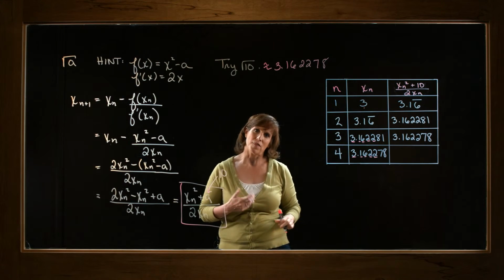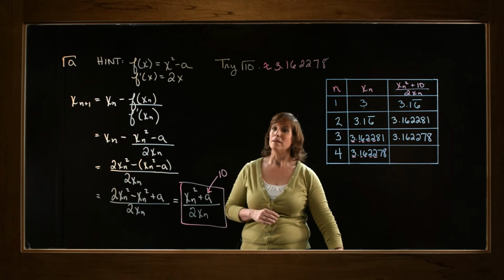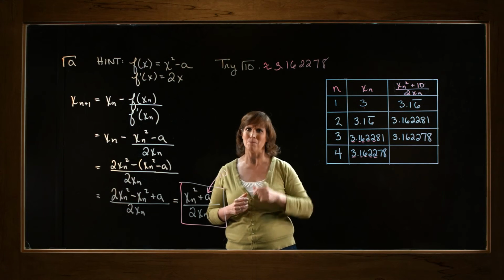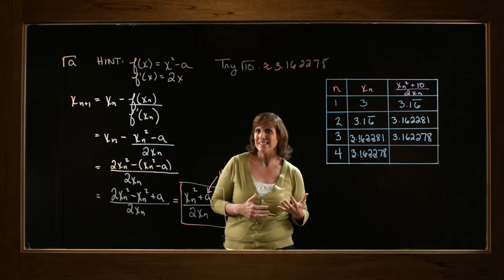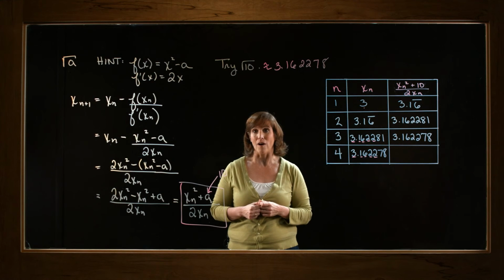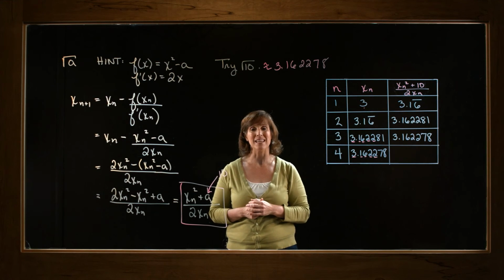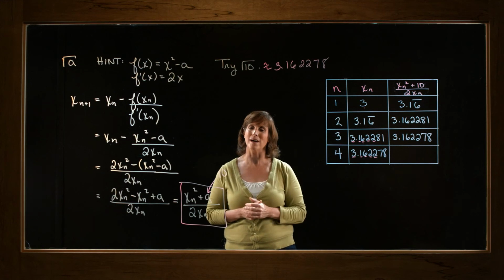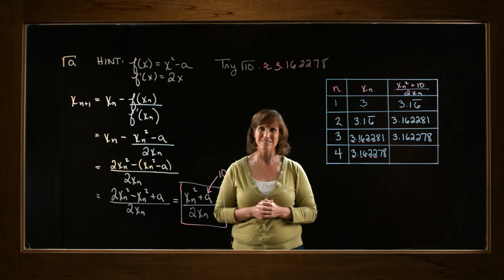3.162278. Now, if you think about this, this makes sense because 10 is larger than 9. So I know my answer should be bigger than 3. But the next easiest square root to take would be the square root of 16, which is 4. And 10 is much smaller than 16. So I was guessing my answer was going to be somewhere between 3 and 4, and it was. I hope that's helpful. Thanks.